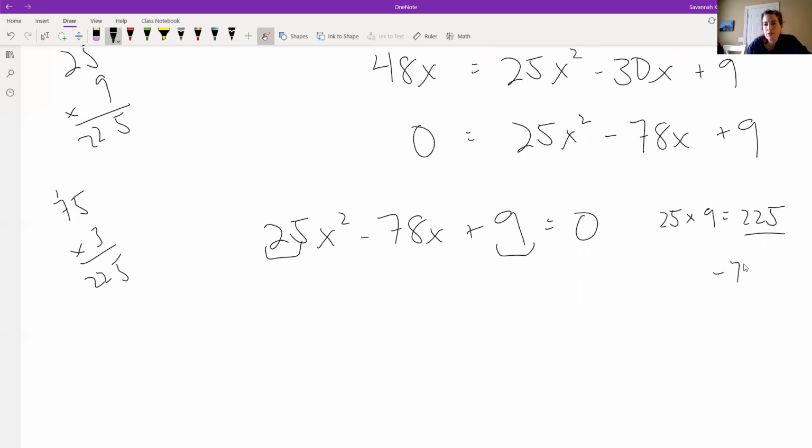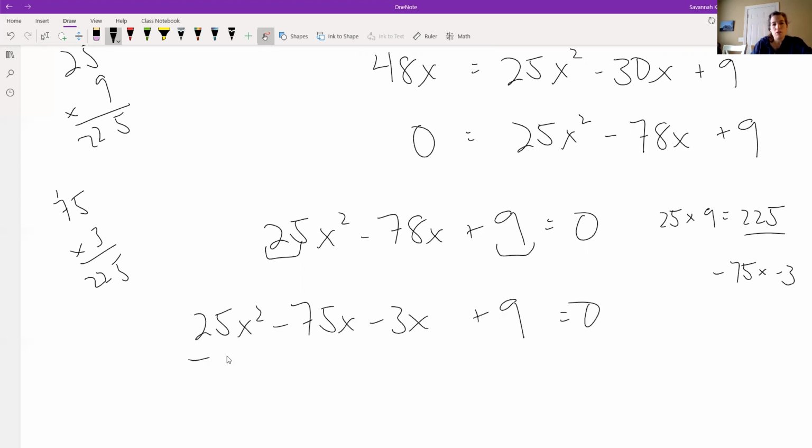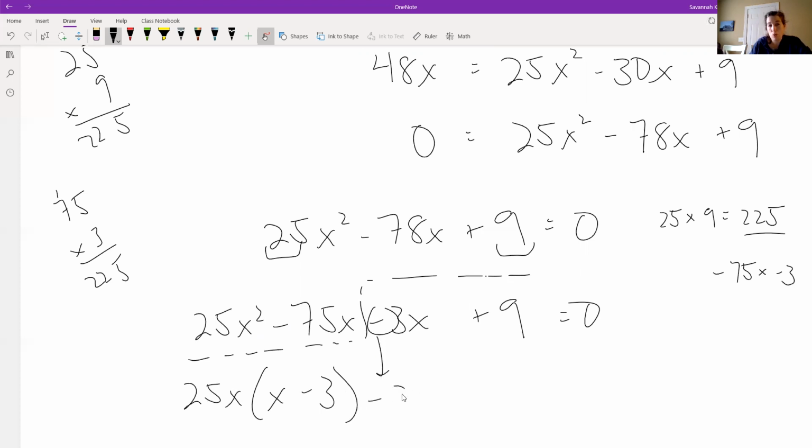Perfect, negative 75 times negative 3. I'm like, 78 is just such a suspicious number when we're dealing with 25s and multiples of 25s, because I know 75 is a multiple of 25, so it's probably likely to feature in this problem. Okay, so I can go minus 75x minus 3x plus 9. I was getting all scared for nothing, right? Out comes a 25x. That's an x minus 3. Next two terms are led by a negative, so that better come out with the GCF.